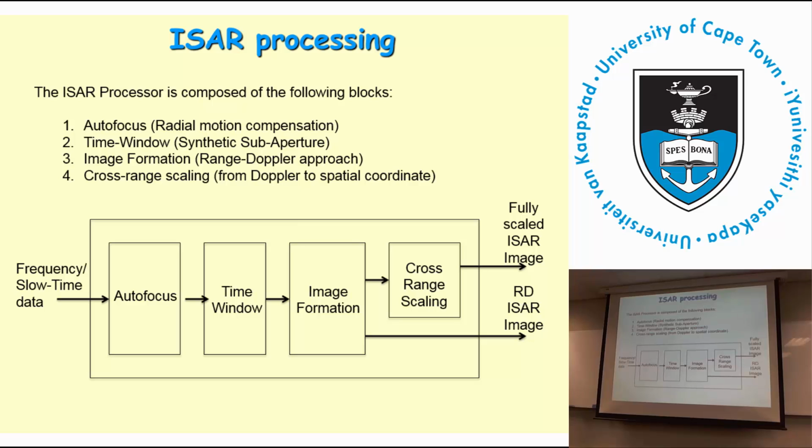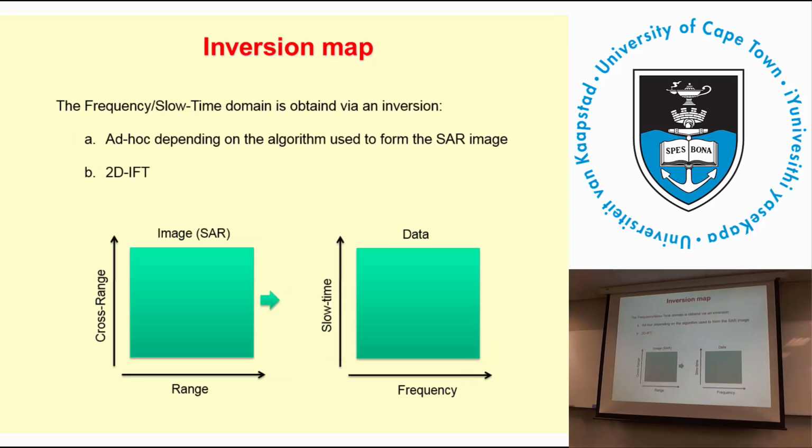So what are we doing here? In terms of ISA processing, we do exactly the same, right? This should be here, this should be there. But what we're doing is we're going through the time window, autofocus, image formation, cross-range scanning, and we get our image. So to make you understand how we go from cross-range and range to slow time and frequency, right?